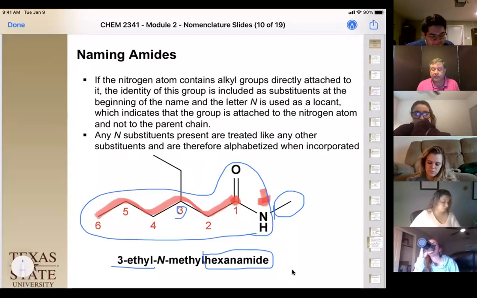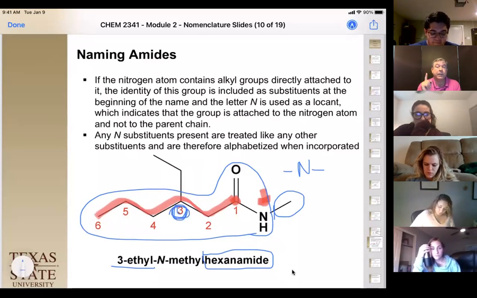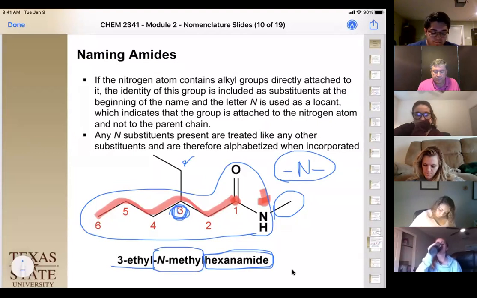Okay, the way we do that is we actually use a dash N dash. That's telling it whatever substituent follows is actually attached to a nitrogen and not the carbon chain. Okay, the number here tells us where it is on the carbon chain because we only number carbons. The N tells us that it's a substituent on a nitrogen. Okay, so we have our hexanamide for our carboxylic acid with that nitrogen on it. We have our 3-ethyl because that's our substituent. And now we include our N-methyl here.